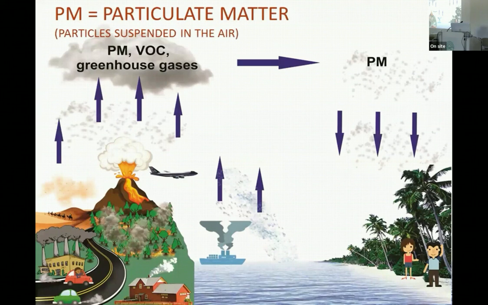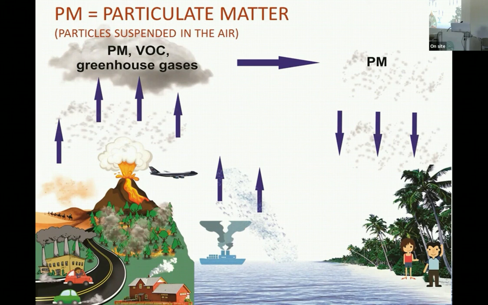Particulate matter, or PM, are particles suspended in the air. PM are, next to volatile organic compounds and greenhouse gases, considered air pollutants. They can originate from natural sources like sand, particles from volcano eruptions, or naturally occurring wildfires, or from anthropogenic sources, for example from industry, traffic, or some combustion processes like heating of homes.